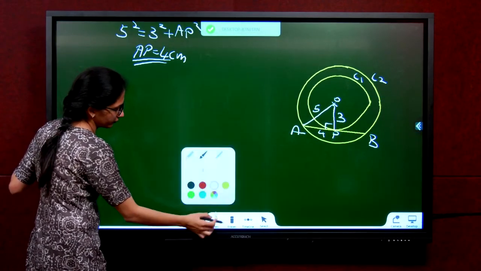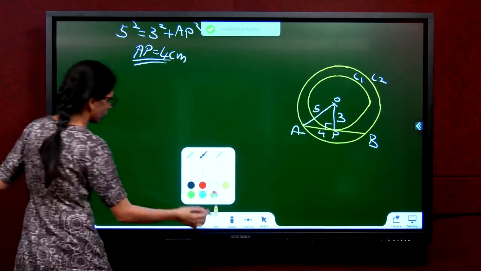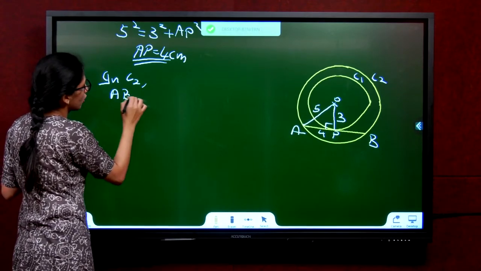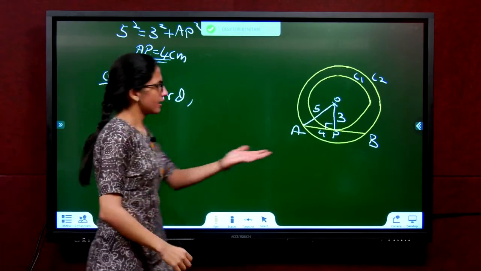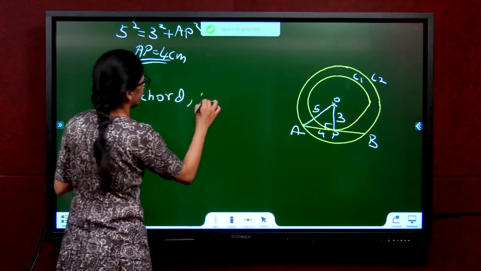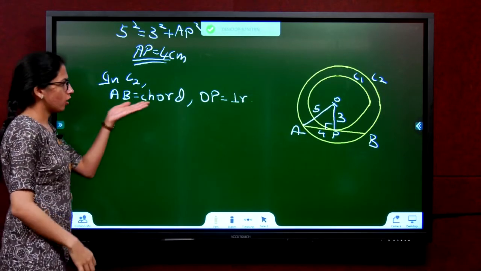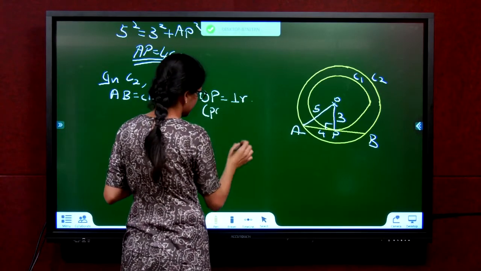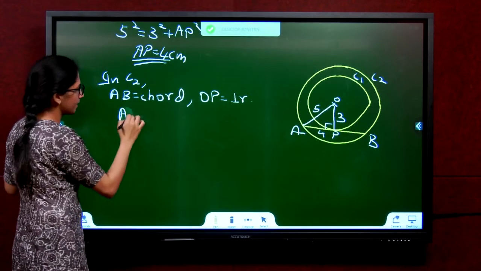So in circle C2, AB is the chord. AB is the chord and OP is perpendicular because we just proved it. OP is perpendicular to the chord and also passes through the center, yes? Okay, so can I say AP equals PB?